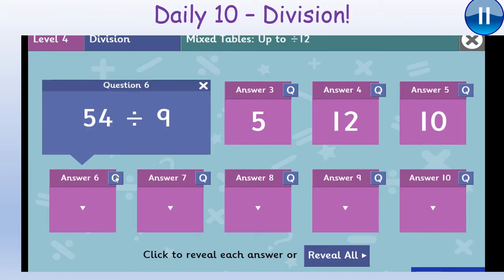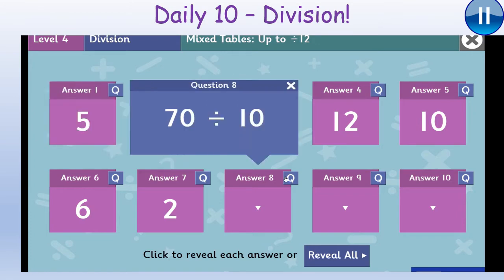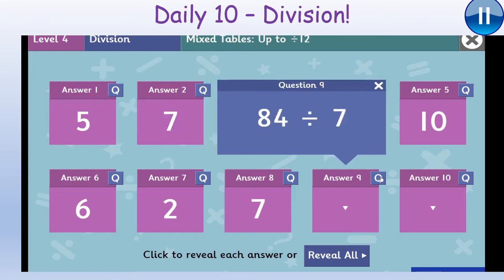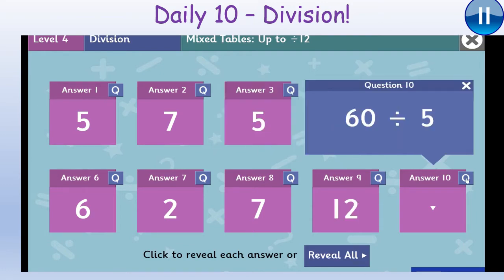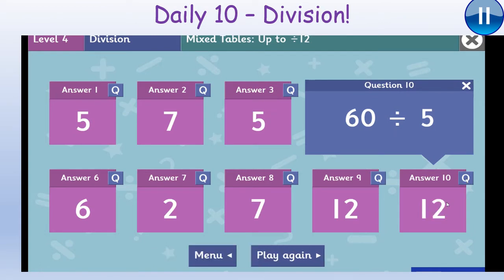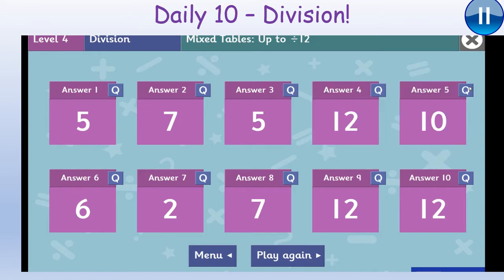Question 6. 54 divided by 9. 6. Question 7. 14 divided by 7. 2. 70 divided by 10. 7. 84 divided by 7. 12. And finally, question 10. 60 divided by 5 is 12. Well done. Don't forget to give yourself a total out of 10.